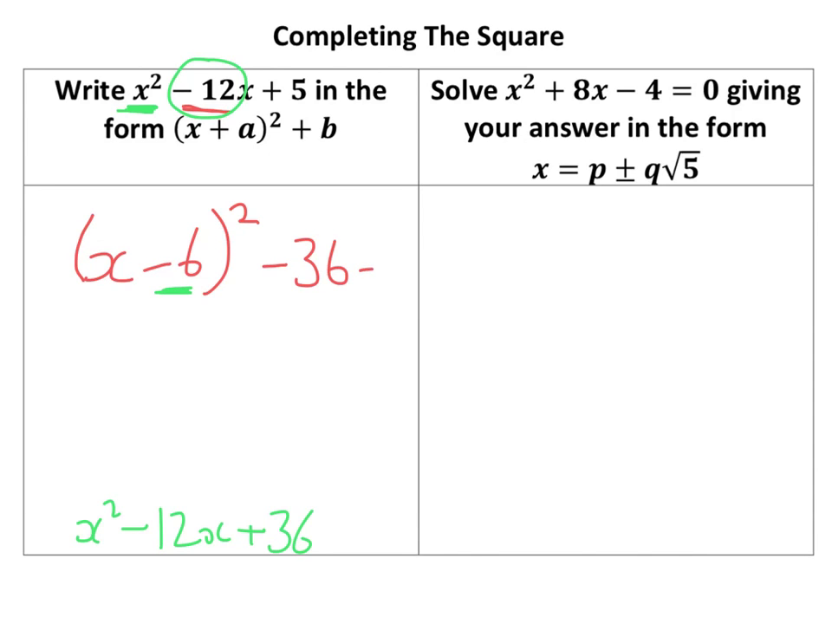Alright, and then I have plus 5 at the end. That was still left over from there. I then simplify nice and easily, and we get minus 36 plus 5 is minus 31. Alright, and that is in the form (x plus a) squared plus b, where a is minus 6 and b is minus 31.